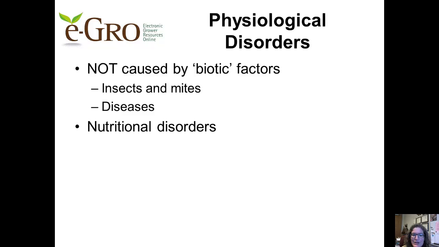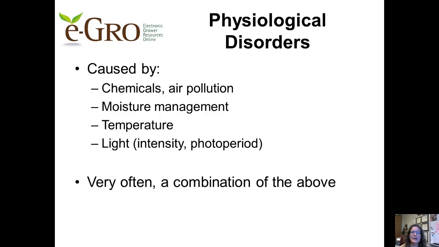To get us started, note that physiological disorders are not caused by biotic factors, including insects and mites, or fungal, viral, or bacterial disease organisms. Nutritional disorders are physiological in nature, but these are not a focus of this particular eGrow presentation. The physiological disorders that we'll target are those caused by chemicals and air pollution, moisture management, and temperature and/or light. Oftentimes, physiological disorders are caused by a combination or interaction of two or more causal factors.